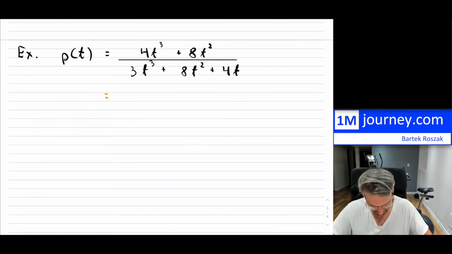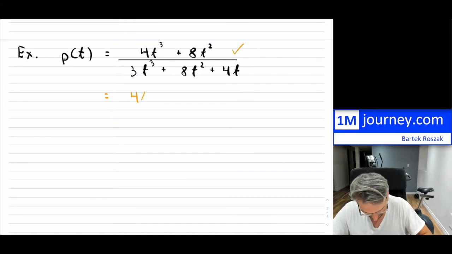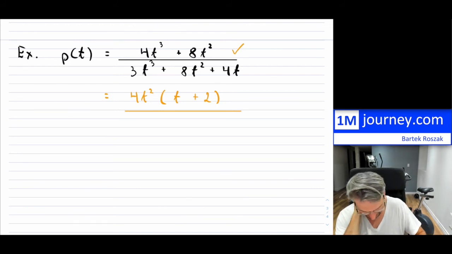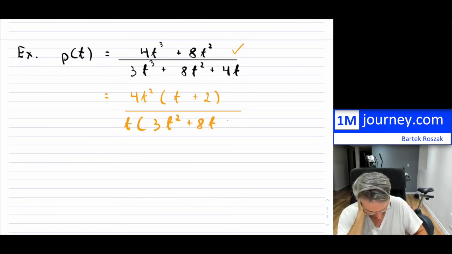I'm going to take out a greatest common factor from the numerator. It's going to be 4t squared. That's going to leave me t plus 2. In the denominator, I can take out a t, I guess. So that's going to leave me 3t squared plus 8t plus 4.